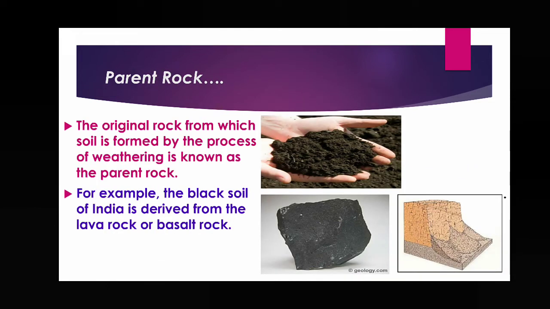First one is parent rock. I have already told, parent rock means what? Here in this diagram you can guess which soil is here. This man is holding the soil, that is black soil, because its color is black, and this black soil is generated from this black rock. Below this one I have given black rock. This black rock is called basalt rock. So from this basalt rock this black soil is formed. That's why who is the parent rock of black soil? That is basalt rock. Clear?